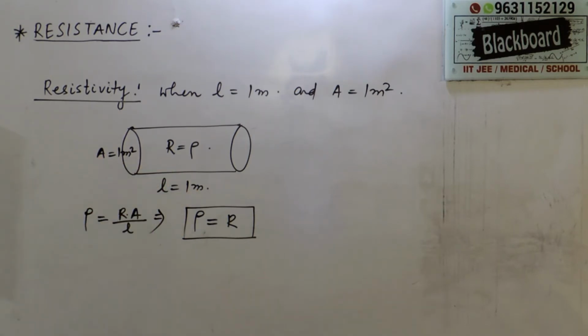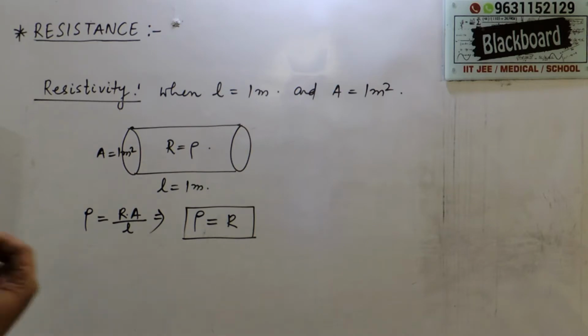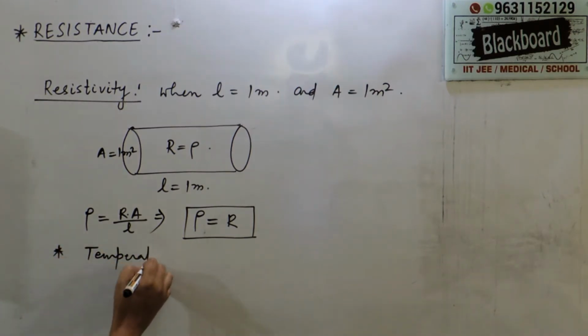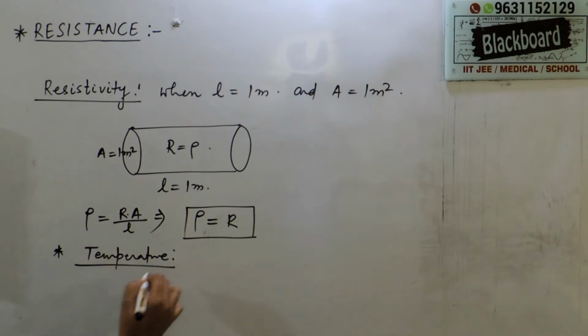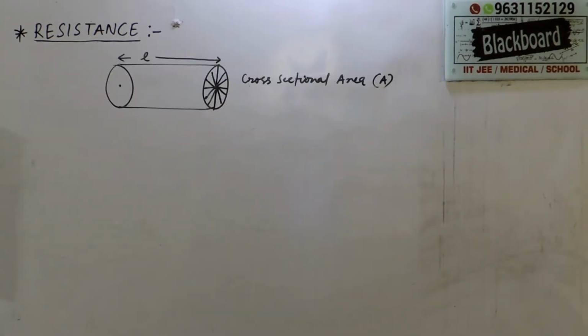Resistivity of the material is the resistance of a wire of that material of unit length and unit area of cross section. Next term on which your resistance depends is the temperature. With the rise of temperature, the resistance of the material increases, and it decreases with the decrease in temperature.